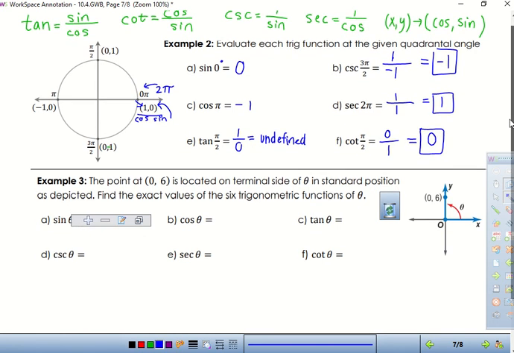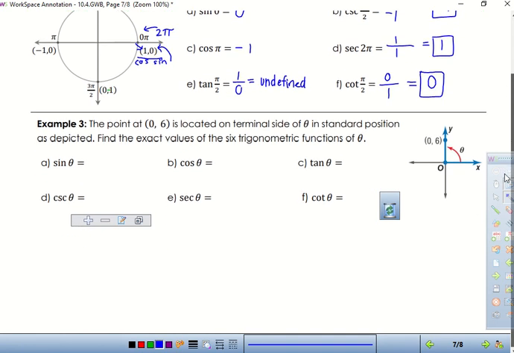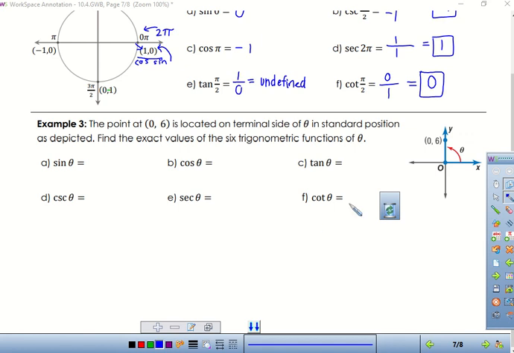Alright, so let's try the next one. It says the point at 0, 6 is located on the terminal side of theta in standard position as depicted. Find the exact values of the trigonometric functions of theta. So basically this is your new ordered pair that we're working with. Instead of working with 0, 1, we're now working with 0, 6. But nothing else has changed, okay? So let's go ahead and figure this out.